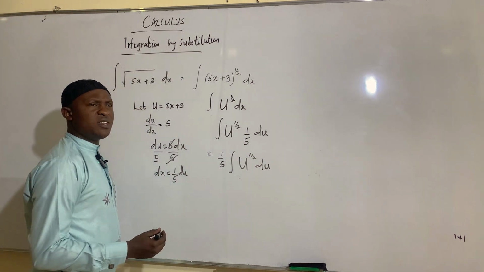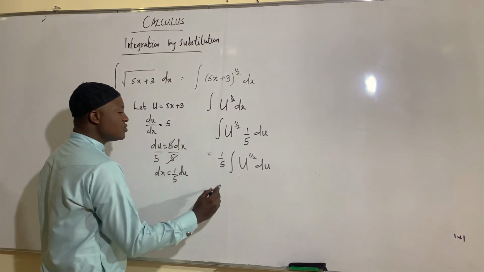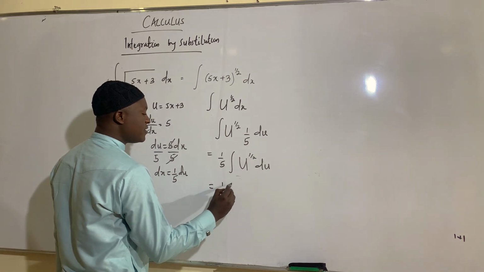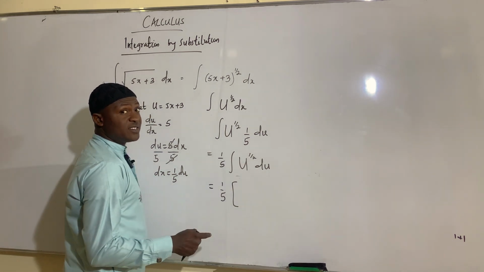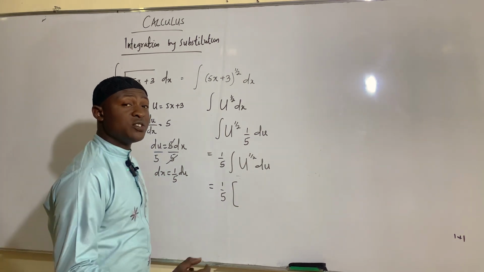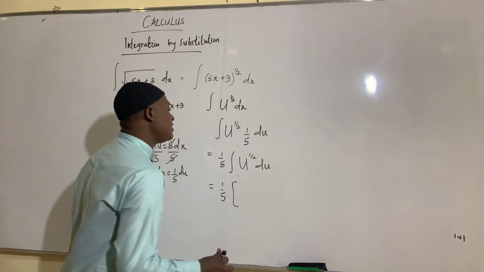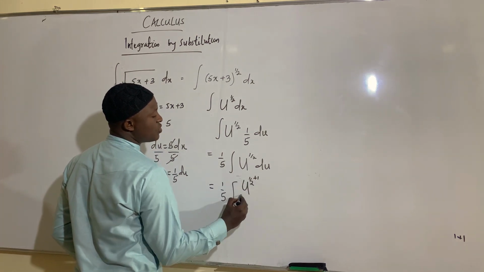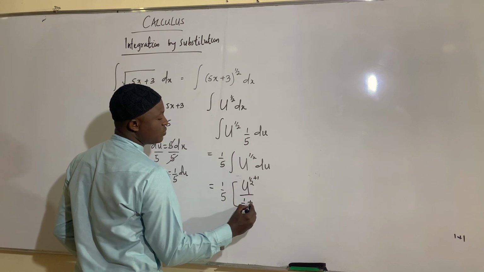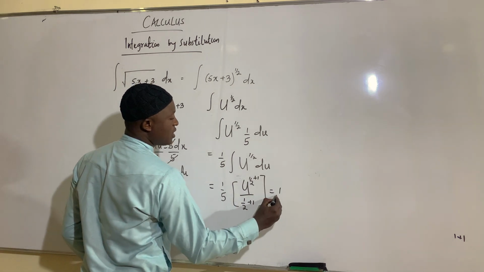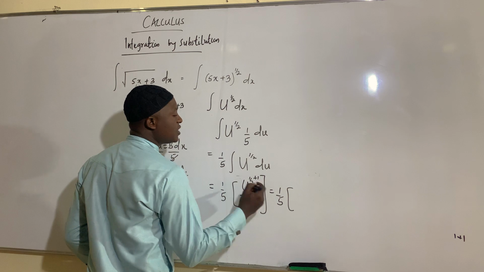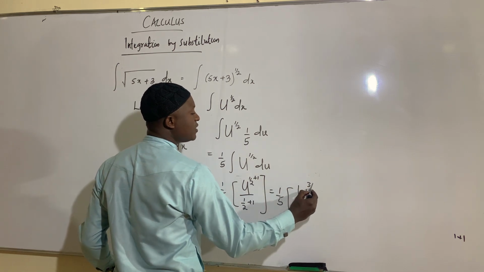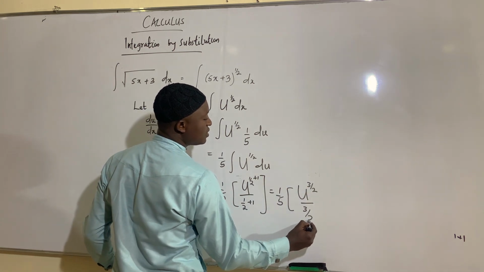You can see the way we are doing that. It's just so simple and straightforward. So now here I can have 1 over 5. So now let's integrate. Recall, if you are integrating, we are going to add 1 to the power and divide it by the power itself. So that means here I can have u raised to the power of 1 over 2 plus 1. So here we have 1 over 5. So here I can have u raised to the power of 3 over 2.